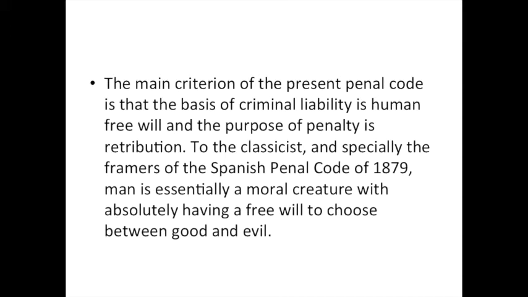He did it in his own free will. Okay? Tapos yung purpose ng penalty ng penal code natin, Revised Penal Code, is retribution or punishment dahil naka-violate ka ng law. To the classicists and especially the framers, yung gumawa ng Spanish Penal Code of 1879, man is essentially a moral creature with absolutely having a free will to choose between good and evil.